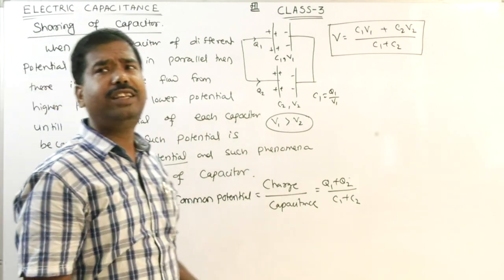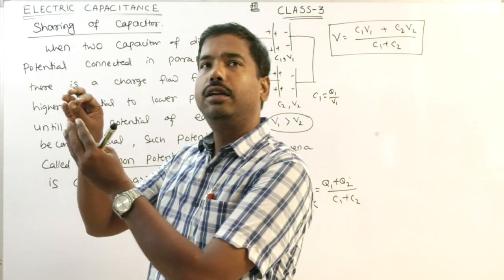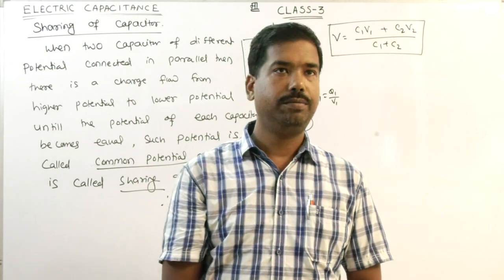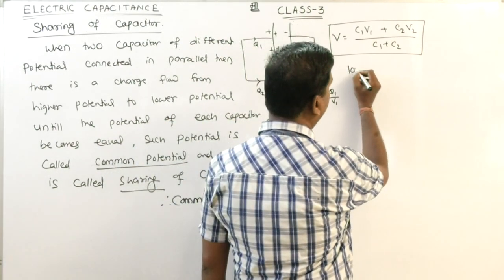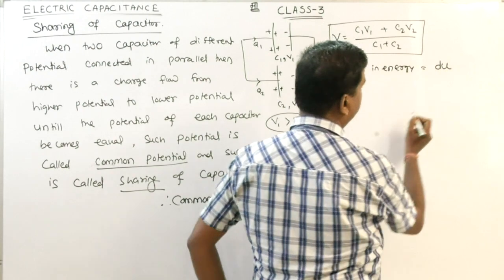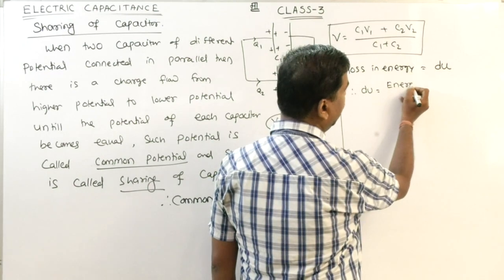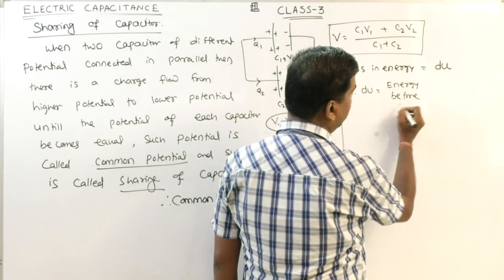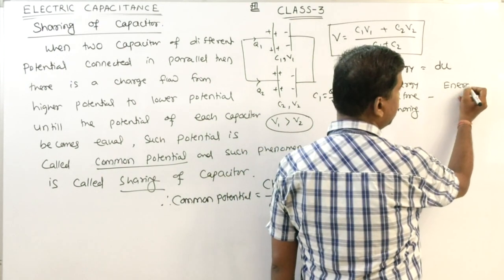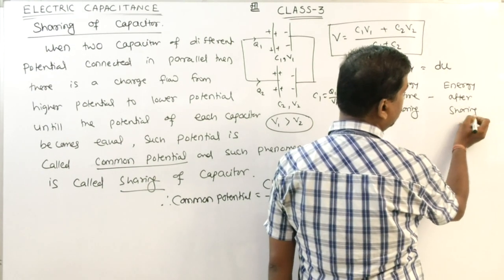Clear? And whenever there is sharing, if in that process someone is losing some energy and another is gaining some energy, that is called loss in energy. Clear? So in sharing, there is some loss in energy. So the loss in energy is equal to dU. Therefore, dU is equal to energy before sharing minus energy after sharing.